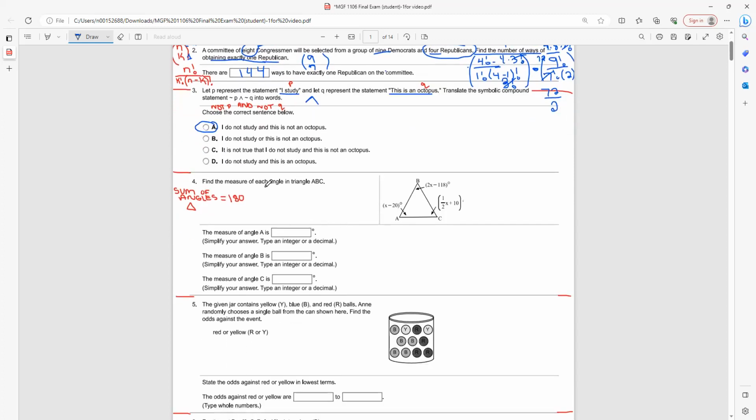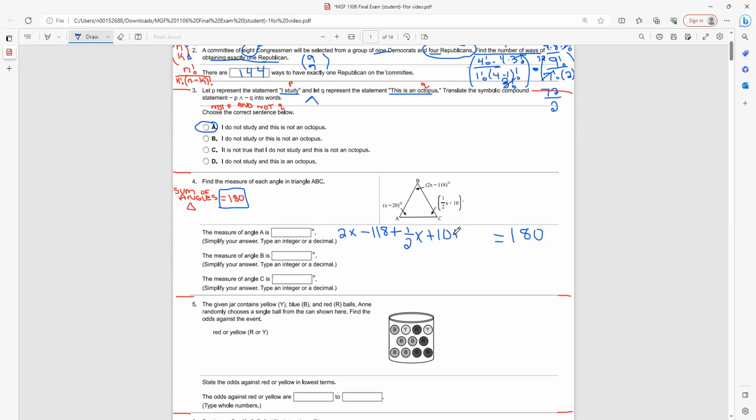For number 4, we want to find the measure of each angle in this triangle. So remember, all of the angles added together in a triangle sum up to 180. So we would create an equation for ourselves. We could add the measure of all of these angles together, and we know that that sum would have to be 180. So that's what we're going to do here. Take the top angle, angle B, which is 2x minus 118. And then we're going to add angle C, which is 1/2 x plus 10.